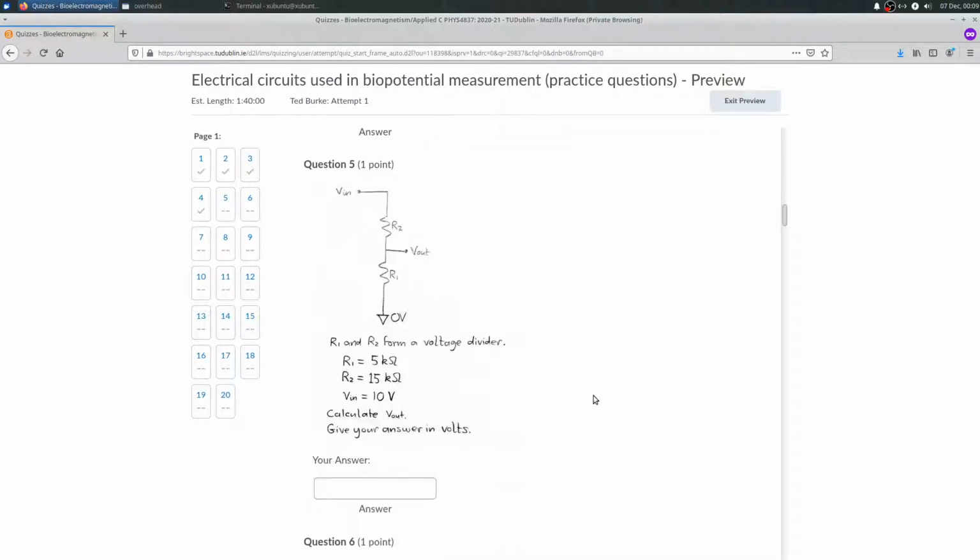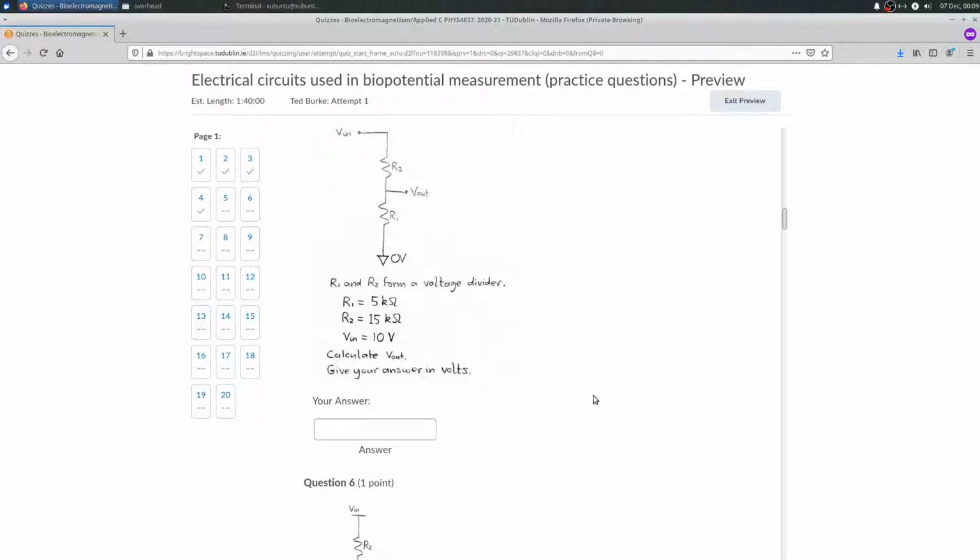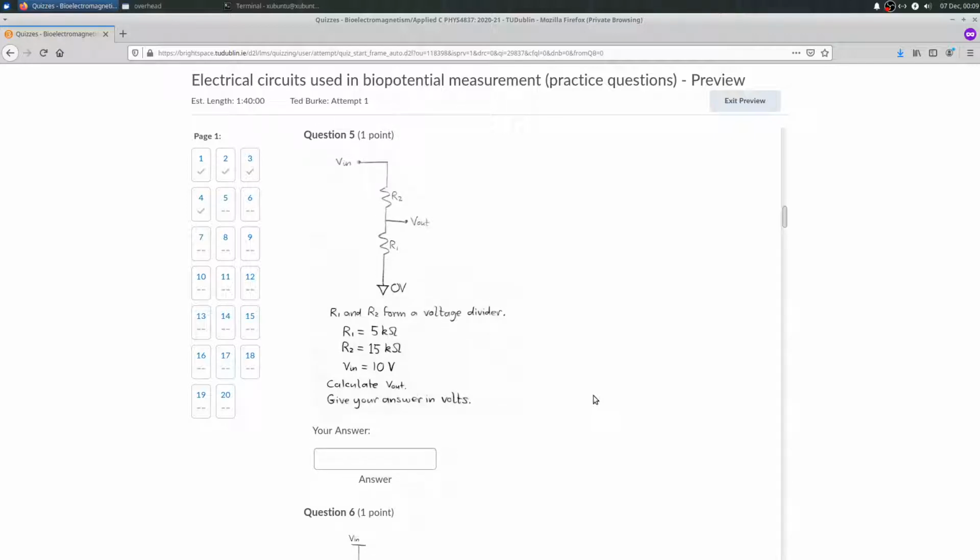Okay, question 5. This is the first of the voltage divider questions in the quiz. There's quite a bit of emphasis on voltage dividers in the quiz because they're such an important fundamental concept in the design of all the amplifiers that we use in biopotential measurement.